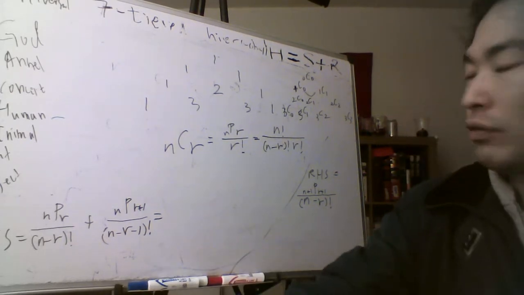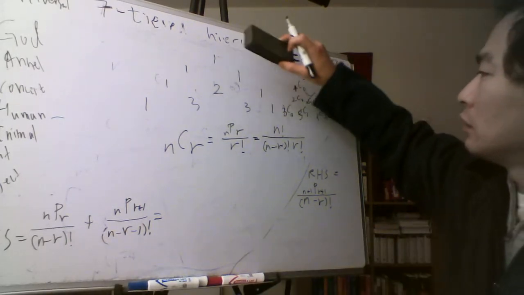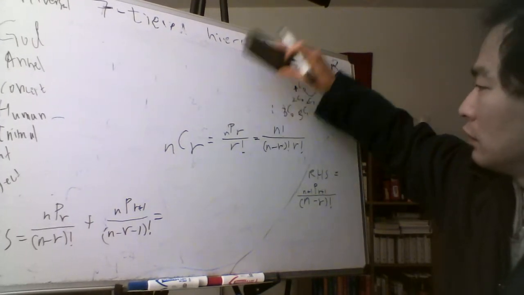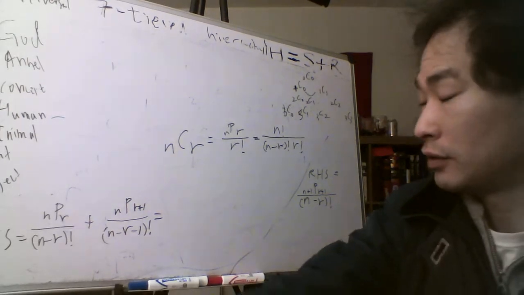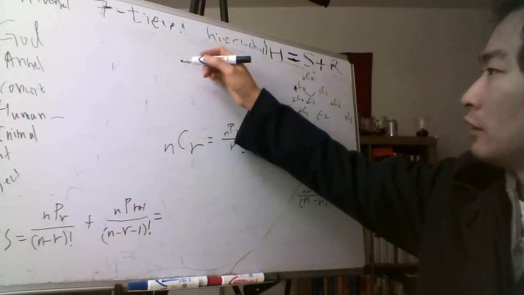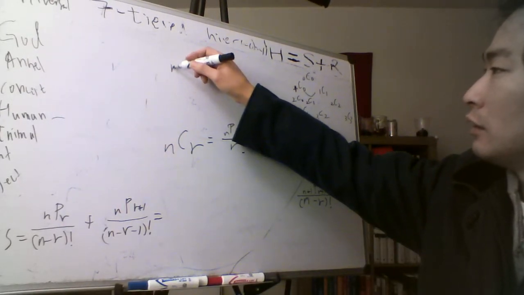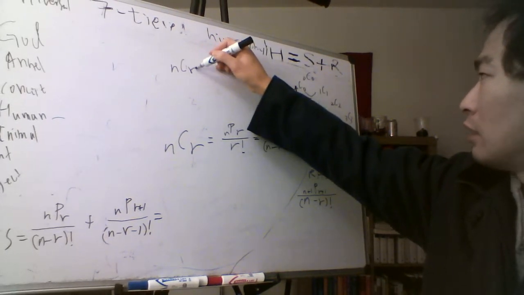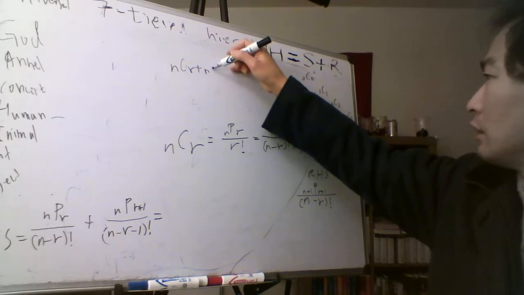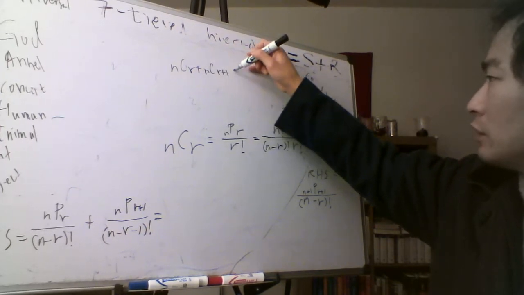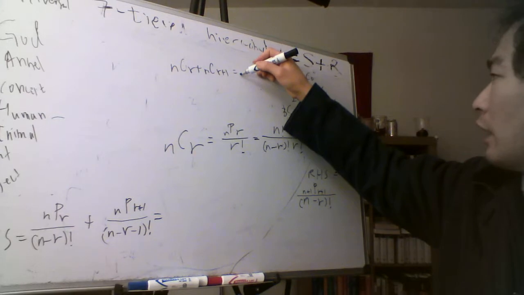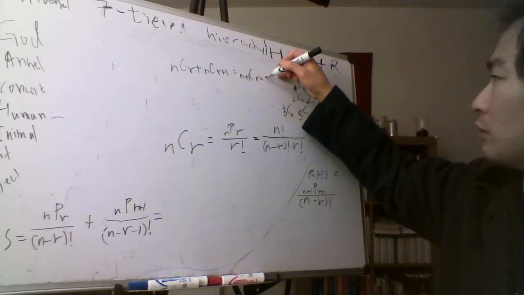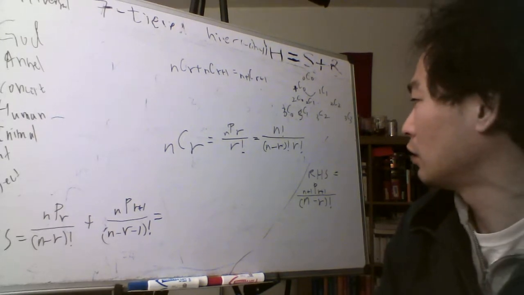The original equation was, oh boy, oversleeping. And NCR plus NCR plus 1 is equal to N plus 1 CR plus 1. So that was the original equation. Okay.